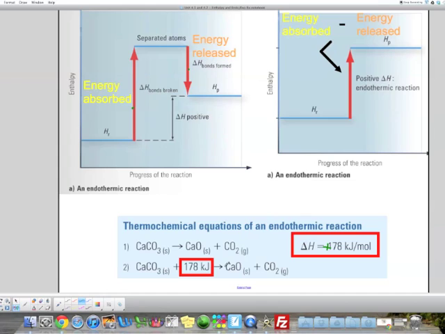The other way I can show it is by putting the energy on the left side. So my reactants need to gain energy in order to be transformed into these products. Yes, energy will be released, as I showed here, during the formation of the new bonds, but overall, because the net change is positive, we will put the energy on the left side over here. Okay, so those are the different ways we can show that we have an endothermic reaction, whether it's a physical change or a chemical reaction.